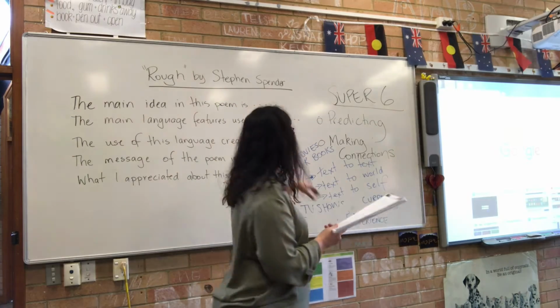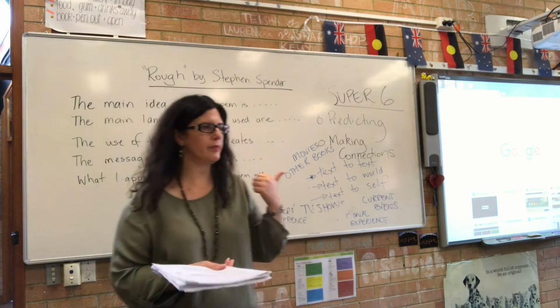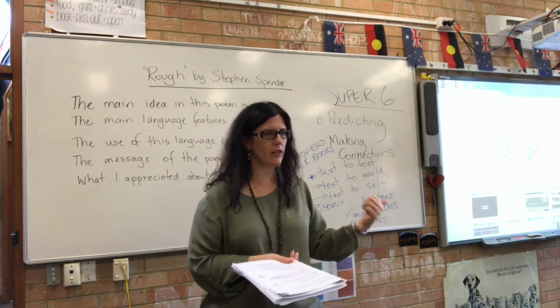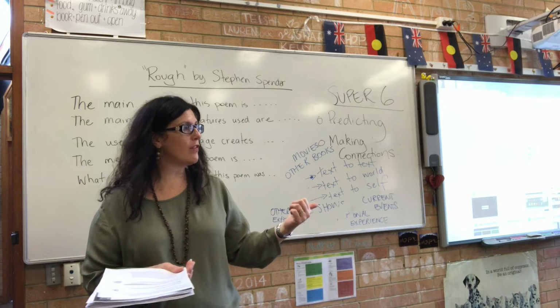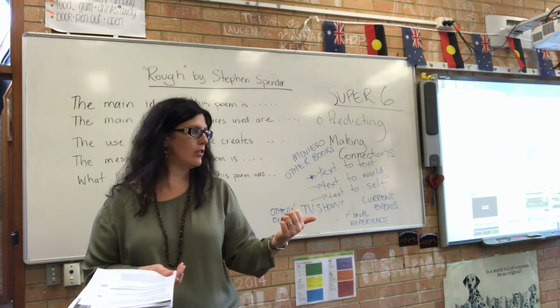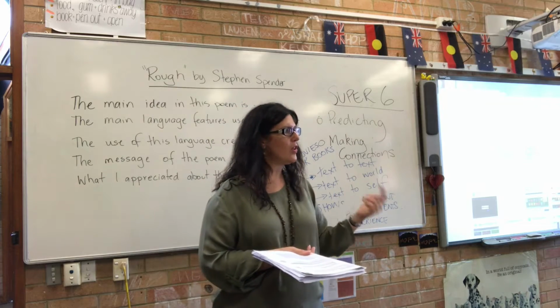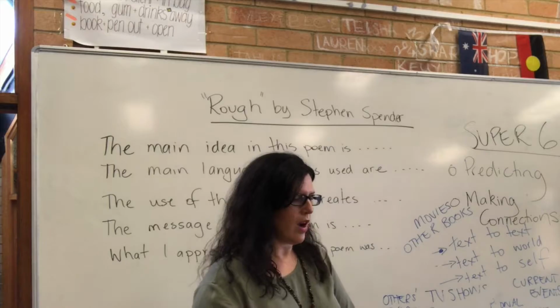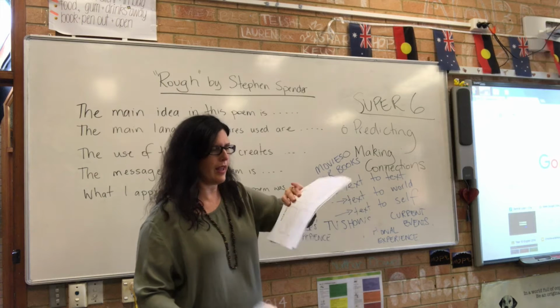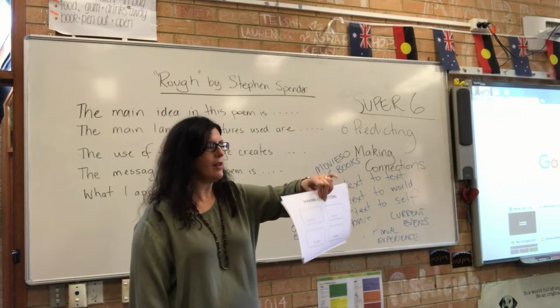Okay, let's do some predicting. What do you think the story's about? Murder. Okay. How do you know? Because of the title. And also the use of the word murder. That's right. I'm going to hand out this one now because we're going to go on to making connections because you've made a couple of predictions so far.